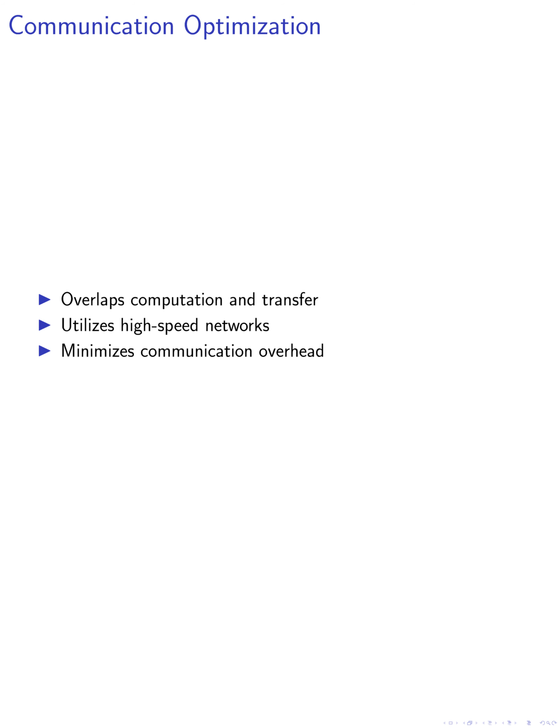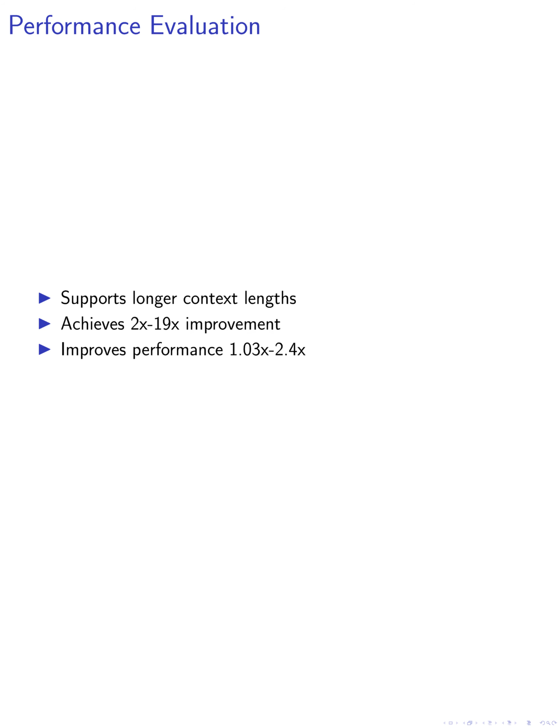We evaluate the performance of DistKV-LLM and baseline systems on different context lengths in our context length benchmark. Our system achieves a throughput comparable to the baseline while supporting substantially longer context lengths, demonstrating a 2x-19x improvement. We also evaluate the end-to-end performance of DistKV-LLM on different datasets with varying proportions of long requests, achieving performance improvements ranging from 1.03x to 2.4x compared to the baseline, depending on the dataset.